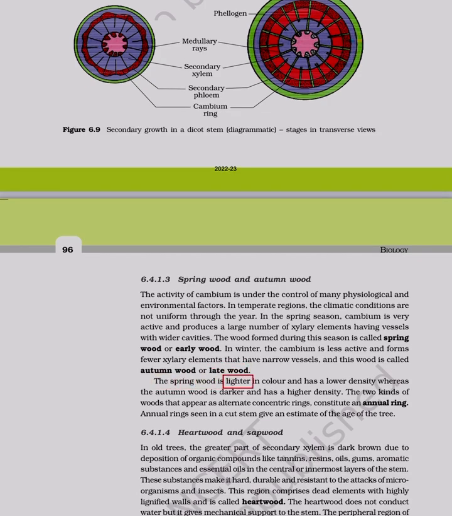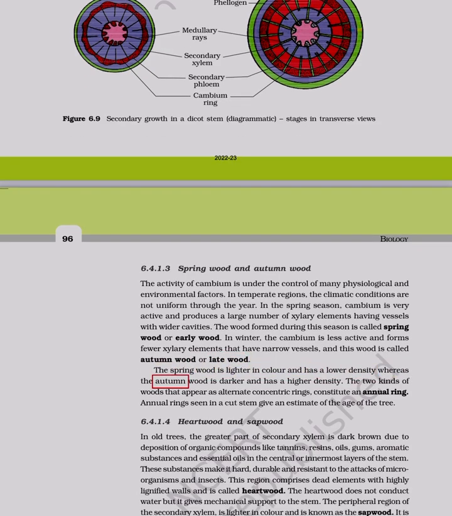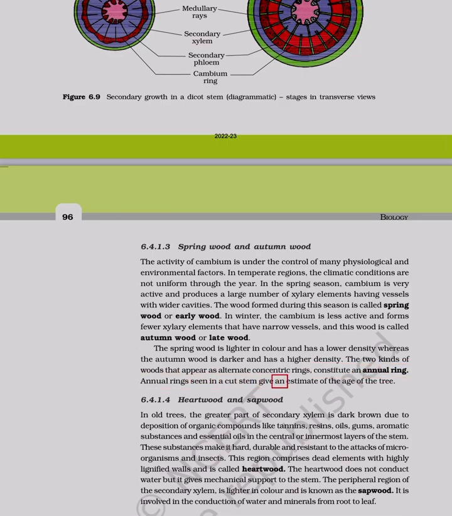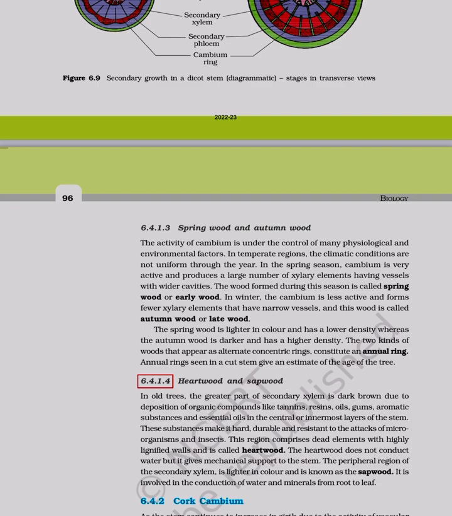The springwood is lighter in color and has a lower density, whereas the autumnwood is darker and has a higher density. The two kinds of woods that appear as alternate concentric rings constitute an annual ring. Annual rings seen in a cut stem give an estimate of the age of the tree.